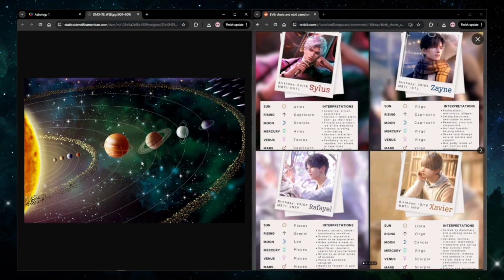So planets like Saturn and Uranus and Pluto take multiple years before they complete one orbit. So they actually affect a generation and not the individual. When you're looking at an individual, you look at the inner planets. That is the Sun, the rising, moon, Mercury, Venus, and Mars. And those are what I asked in my little Google form that I had.